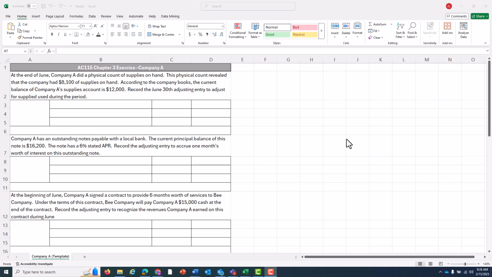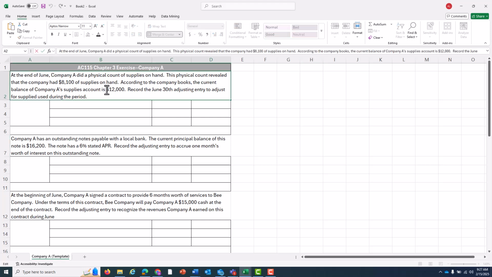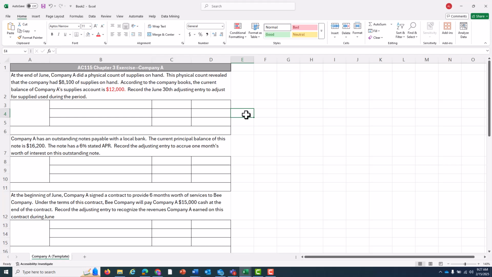So what we need to do right now is make 7 very common adjustments that most companies make at period's end. And for Company A, the first one we have is the adjustment for supplies used. To do this, you're going to need two things. You're going to need to know what is your current book balance of supplies. Well, you would go to your T accounts and find what the balance of your supplies T is. And in our problem right here, it tells us the current balance of Company A's supplies account is $12,000, which I'll make red so it stands out. That is how much we had in supplies.